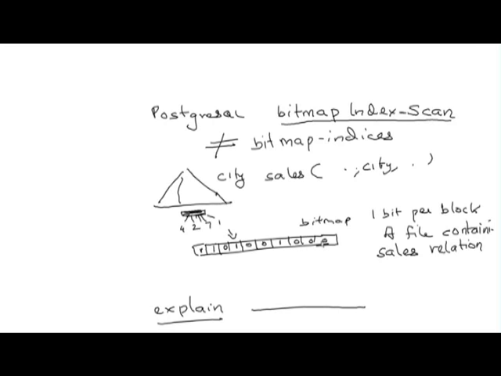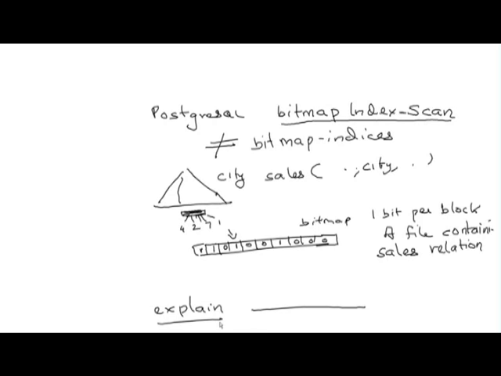Okay, so now what is done is a file scan of the sales relation. But during the scan, I'm only going to fetch pages where the bit is set to 1. If the bit is set to 0, I won't fetch the page. Now, what is the point of this optimization?